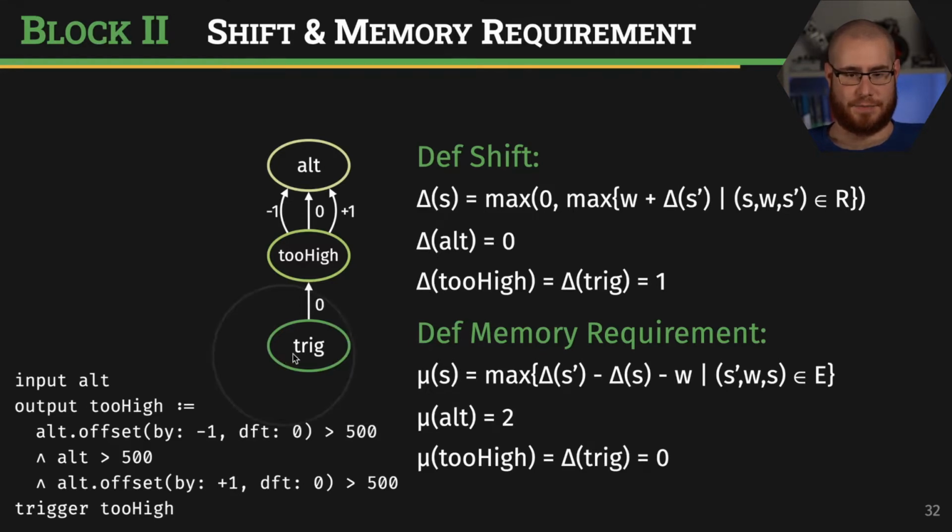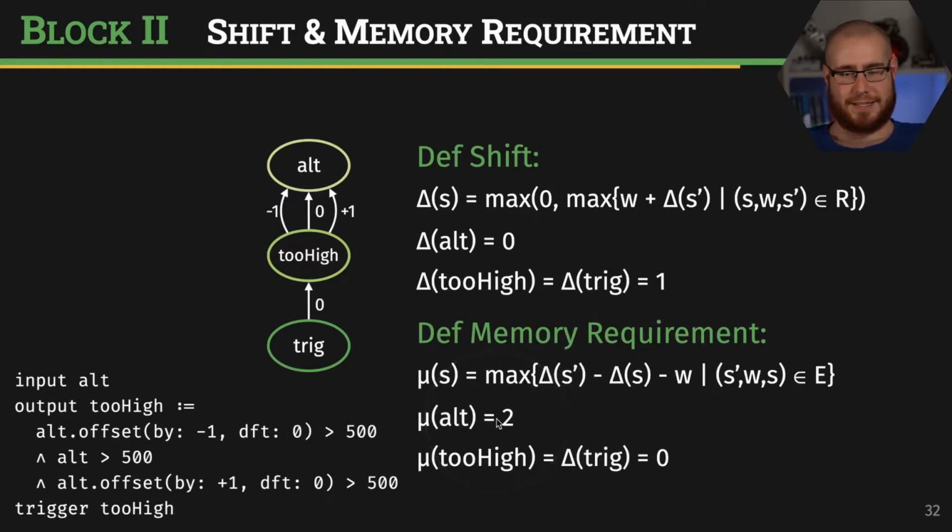Lastly, for the altitude, we have once again 3 edges to pick from, and they only differ in the weight. Since we want to maximize this formula here, we want to minimize W, so we pick -1 here. And the shift of S prime, which is too high, is 1. The shift of altitude is 0, and 1 minus -1 is plus 2. So here the memory requirement is 2.